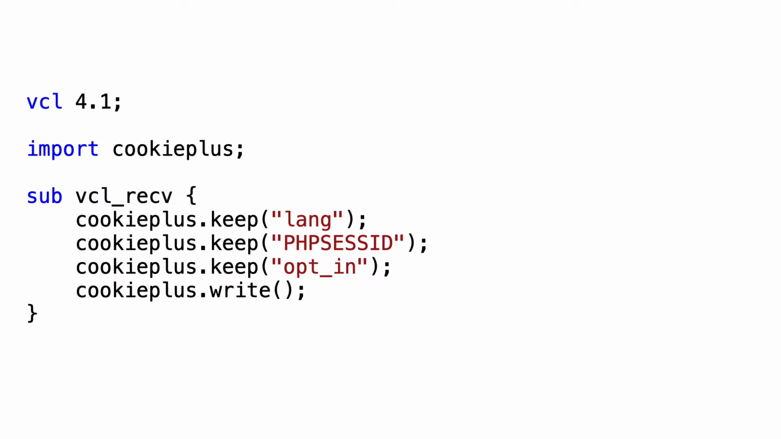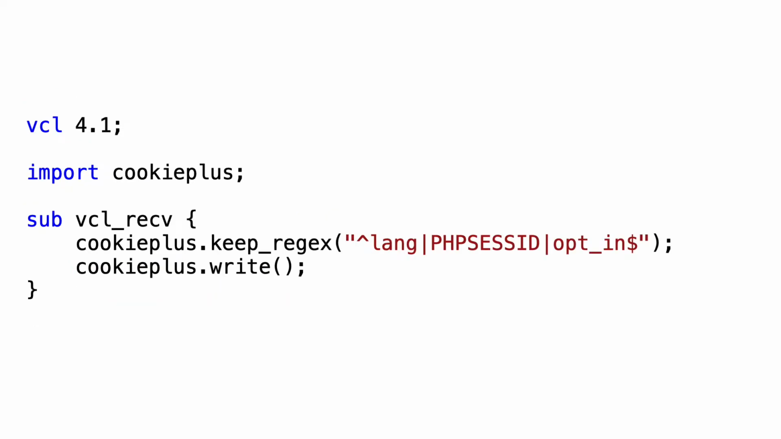So it's just a matter of importing the module to make the Cookieplus namespace available and then call cookieplus.keep. As soon as we call keep, we enable keep mode, which means we remove every single cookie except the ones that we mention as an argument in keep. So we're keeping the language cookie, the PHP session ID cookie, and the opt-in cookie. And as soon as we're done with the internal substitution, we're writing the values back to the cookie header.